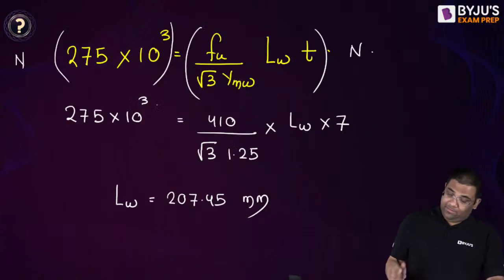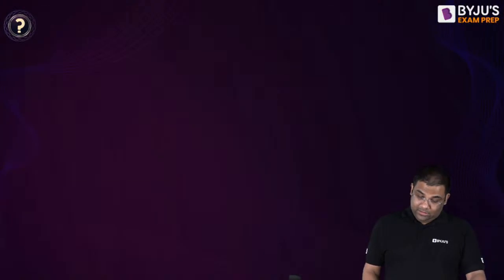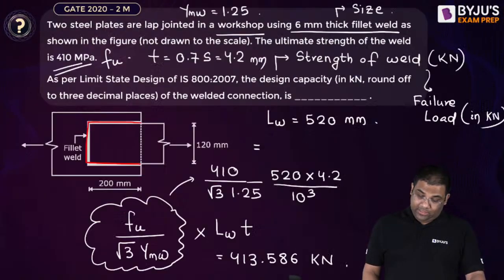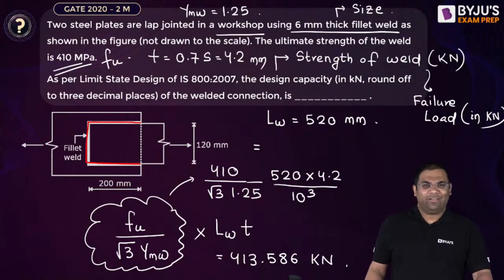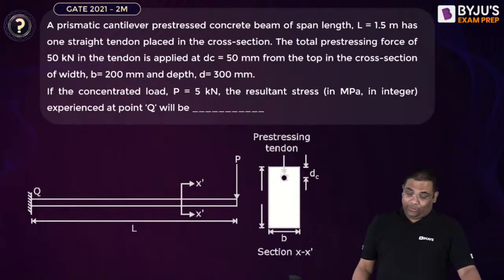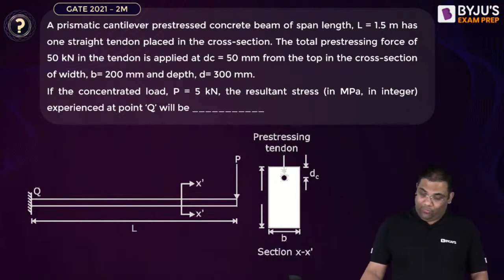Easy. That means this question and this question of 120 are actually the same, right? Same equation. Another question: this is a pre-stressed concrete, and it is asked to find out the stress at point Q.